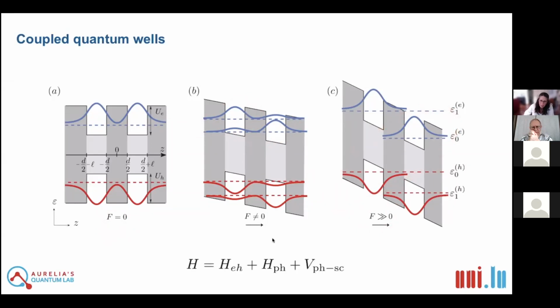And we embed everything in a cavity. So the Hamiltonian of interest is that of the semiconductor, that's the coupled well, the photons, and the interaction between the two of them. I'll start with the semiconductor Hamiltonian, electron and hole.